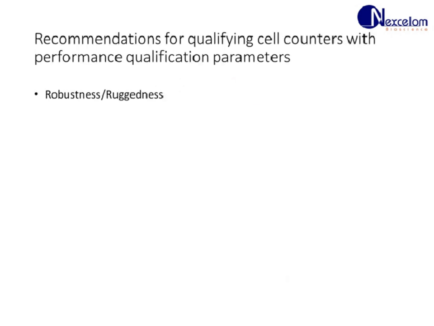So what we did is we went through both FDA and NIST recommendations on how to qualify cell counting method. And we have come up with, utilizing their guidance, looking at different qualification parameters. So the first one is called robustness and ruggedness.